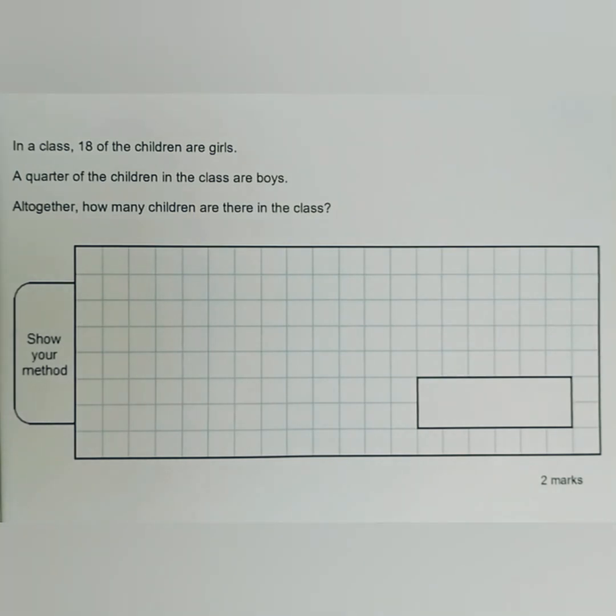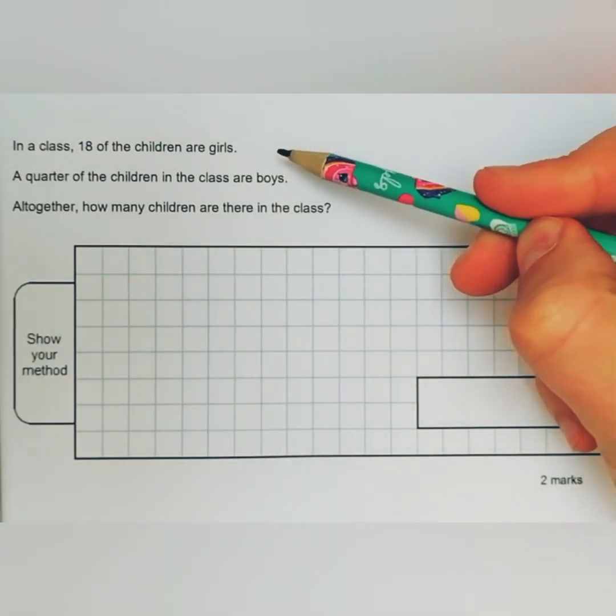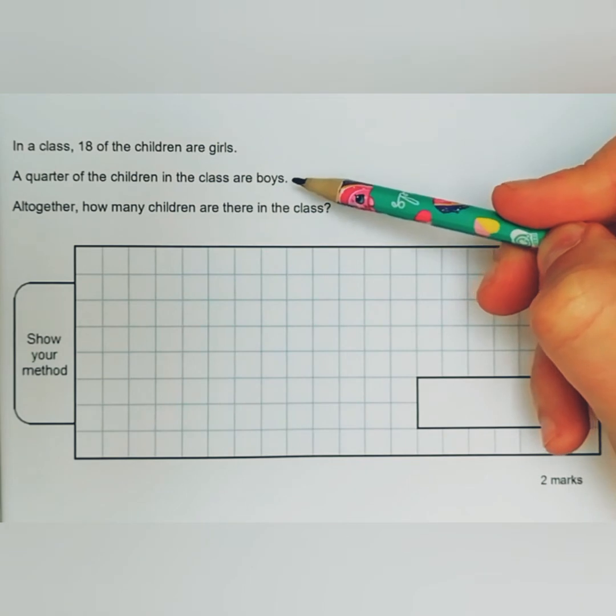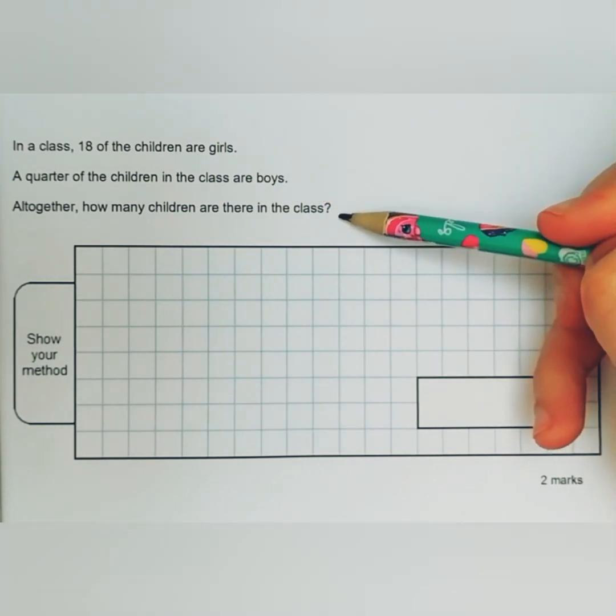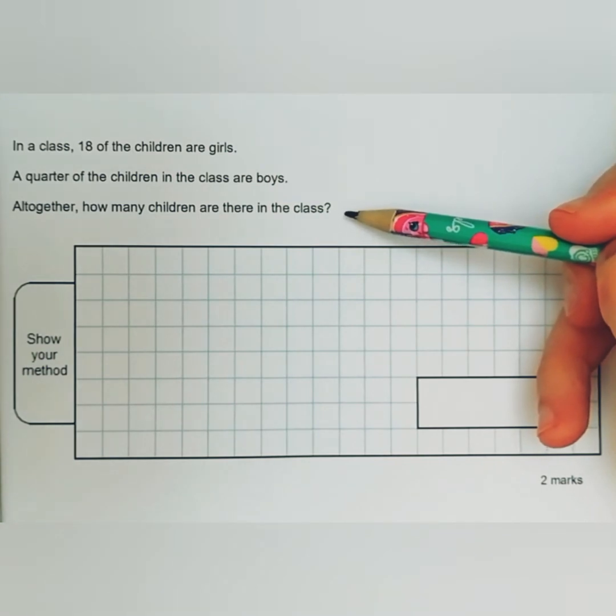Now I thought I would finish this video on ratio by looking at a ratio problem that actually links to our fractions work. In a class, 18 of the children are girls. A quarter of the children in the class are boys. Altogether, how many children are there in the class?